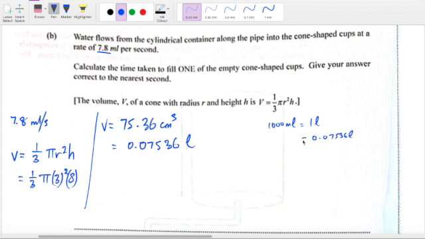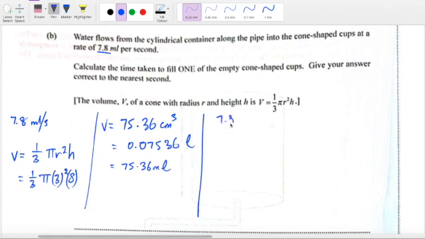So 0.07536 liters will be 1000 multiplied by 1, 2, 3. So I guess a centimeter cube is pretty much a millilitre, right? 1, 2, 3. We end up with 75.36 milliliters.